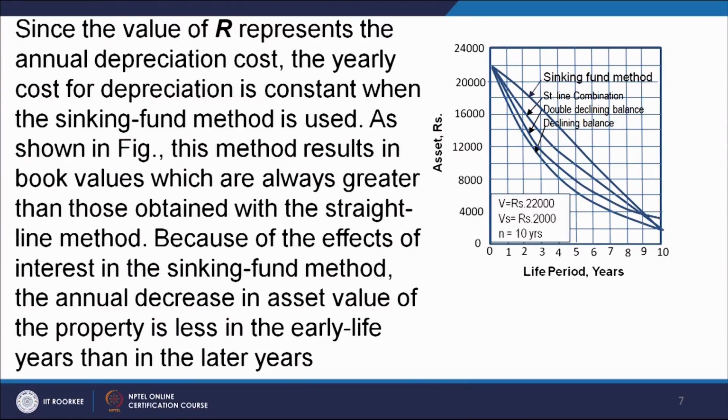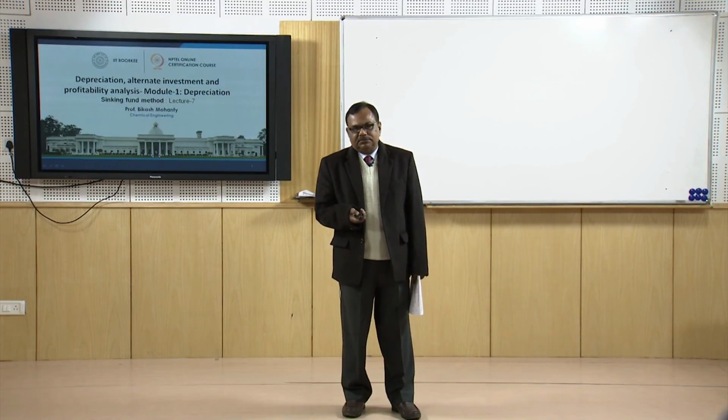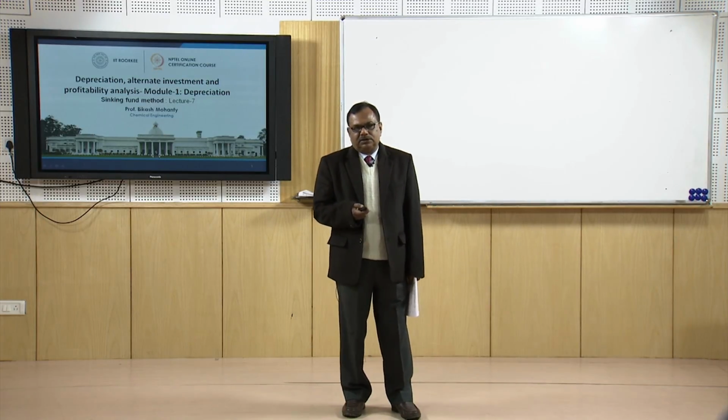This method results in book values which are always greater than those obtained with the straight line method, because of the effect of interest in the sinking fund method. The annual decrease in asset value of the property is less in the early life years than in the later years. This can be clear from this figure which is shown in the right hand side.